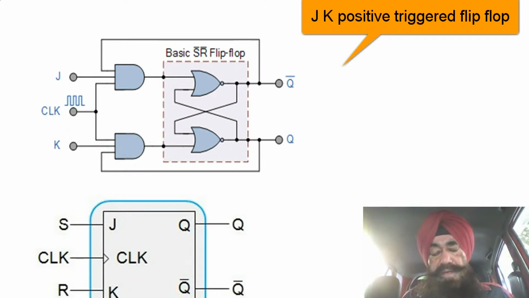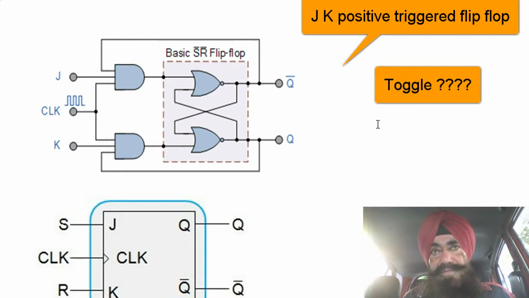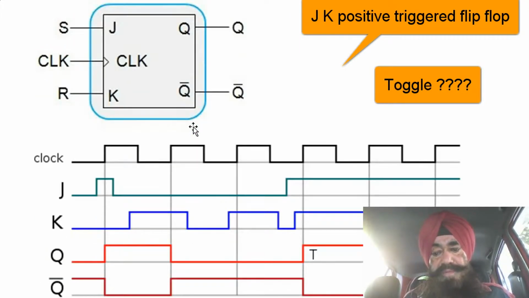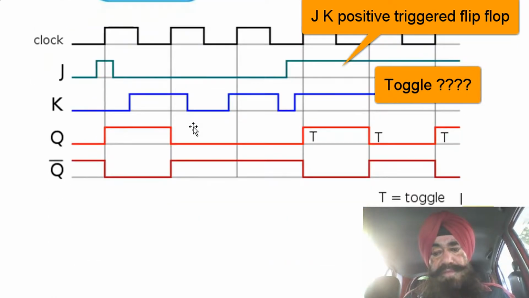There is no illegal condition, but instead it comes to the toggling state. If J and K both are high, the flip-flop will toggle instead of going to an illegal condition. So this is the basic circuit of the JK flip-flop, and there is a symbol. Now let's look at the timing diagram.